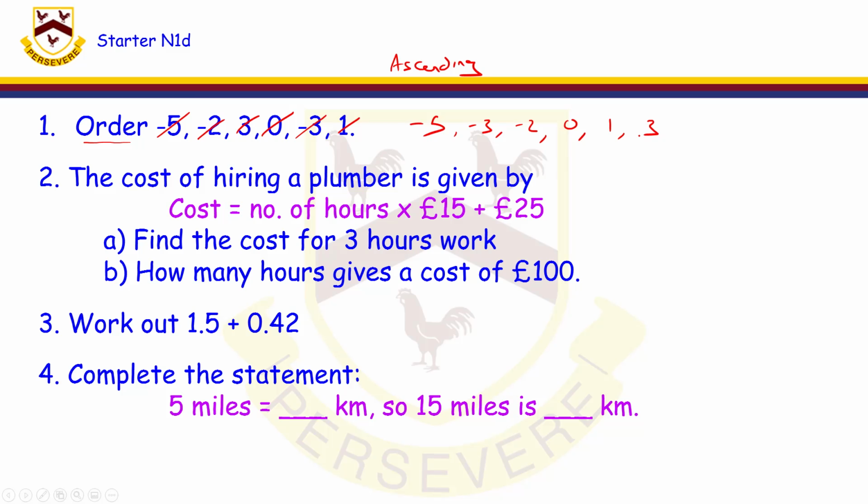Okay, question 2. Cost of hiring a plumber is given by this formula. It says cost C is equal to the number of hours n times 15 plus a standard charge of £25. Okay, good. So find the cost of 3 hours work. So C is going to be equal to number of hours, 3, times 15 plus the 25. So we've got 45 plus 25, which is equal to £70.